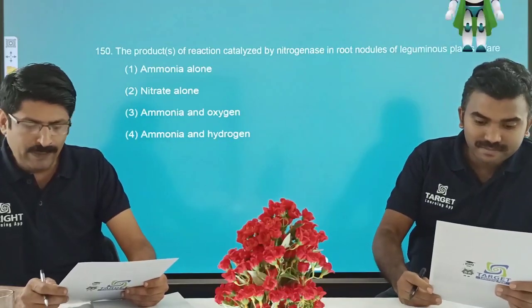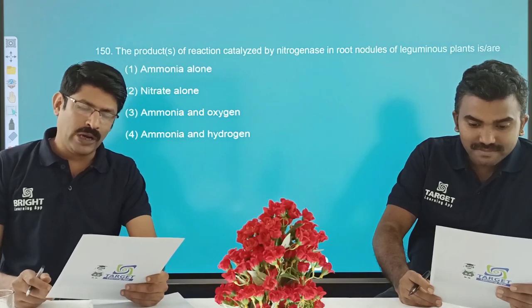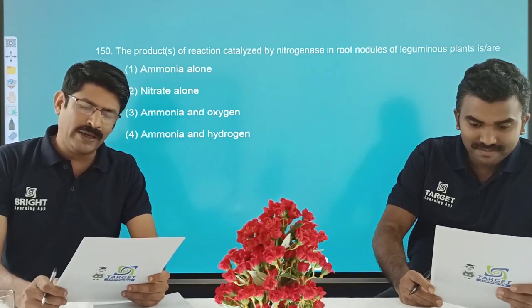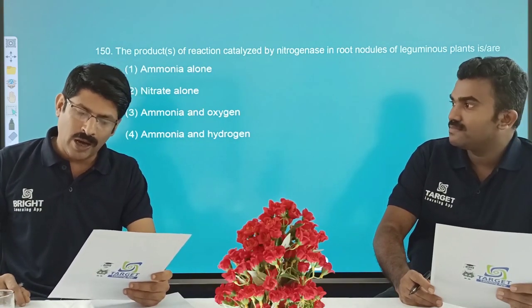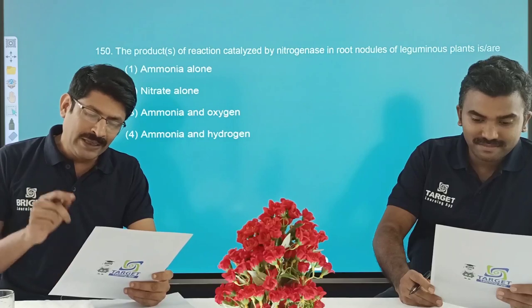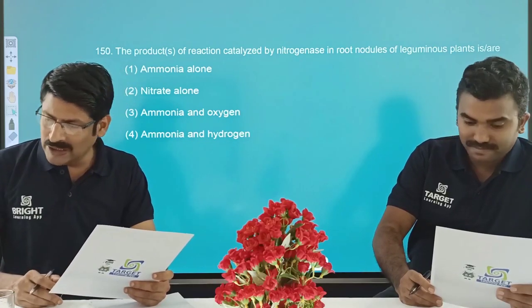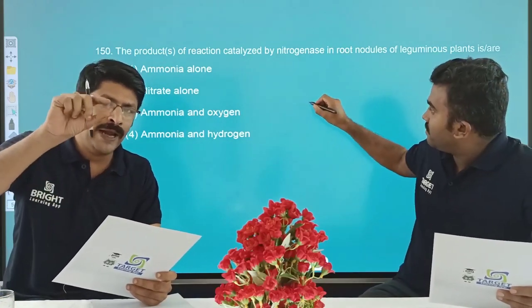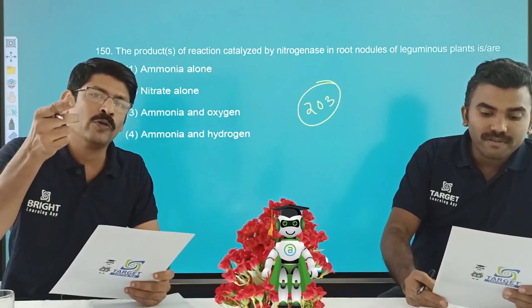150 is from Mineral Nutrition. There may be some doubt among students, so we will discuss the question. The product of the reaction catalyzed by nitrogenase in the root nodule of legume plants: ammonia alone, nitrate alone, ammonia and oxygen, or ammonia and hydrogen. On page number 202, it explains the nitrogenase enzyme with nitrogen, triple bond nitrogen, and they produce only ammonia.